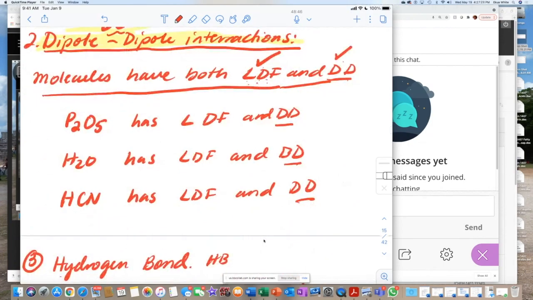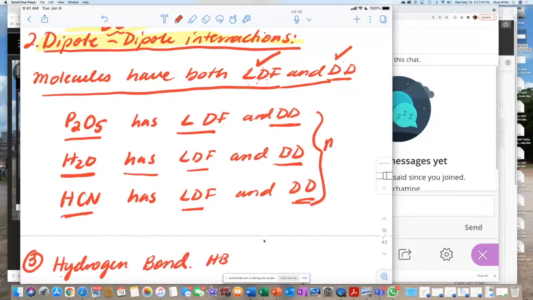Okay, that being the case, you have P2O5 that has LDF and dipole-dipole, H2O that has LDF and dipole-dipole, HCl that has LDF and dipole-dipole. Okay, so you're probably wondering, well, how did I know which ones from the list I had above had both? We will talk about that in a second.